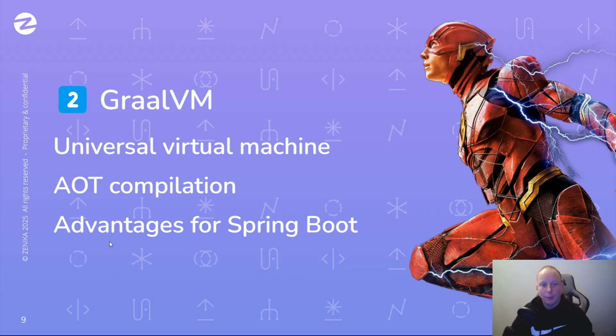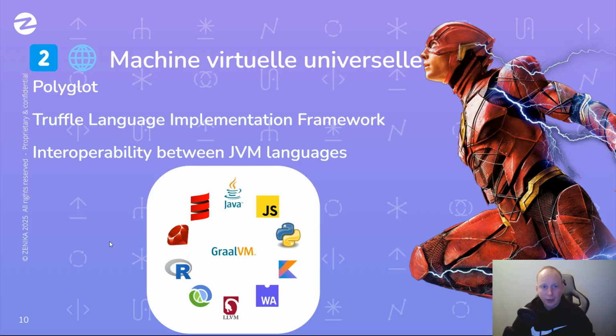So now let's define GraalVM. GraalVM is a universal virtual machine. We'll speak about the ahead-of-time compilation, which is inherent to GraalVM, and the advantages for Spring Boot. A universal virtual machine, because it is polyglot: it can handle several languages besides Java, like JavaScript, Python, and JVM languages. And those that are not JVM languages are handled thanks to the Truffle language implementation framework. And so we have great interoperability, not only for JVM languages, but also for those languages that are not JVM languages.